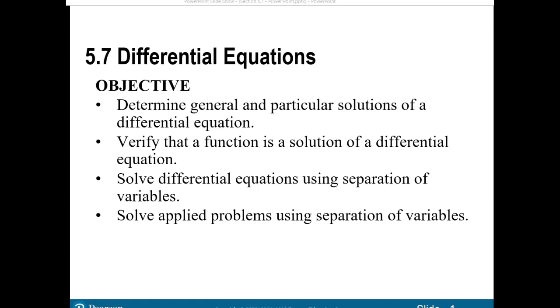In this video, we're going to cover section 5.7, which is the last section that we will do out of chapter 5 on differential equations. So the objectives for this section: determine general and particular solutions of a differential equation, verify that a function is a solution of a differential equation, solve differential equations using the method called separation of variables, and solve applied problems using the separation of variables method.